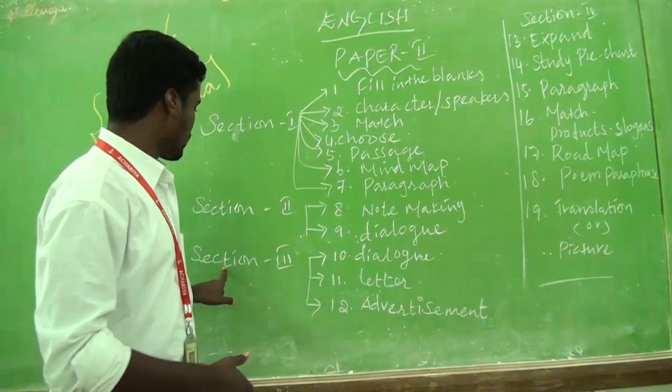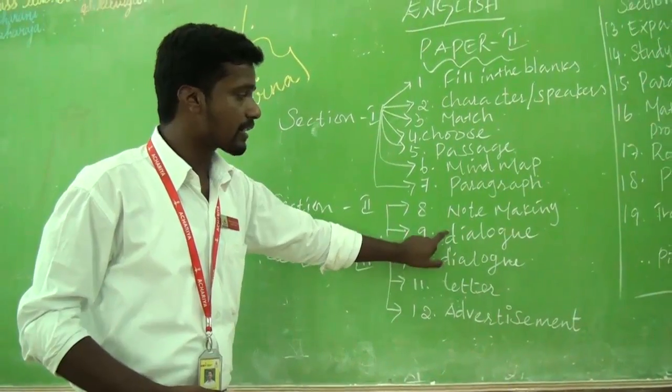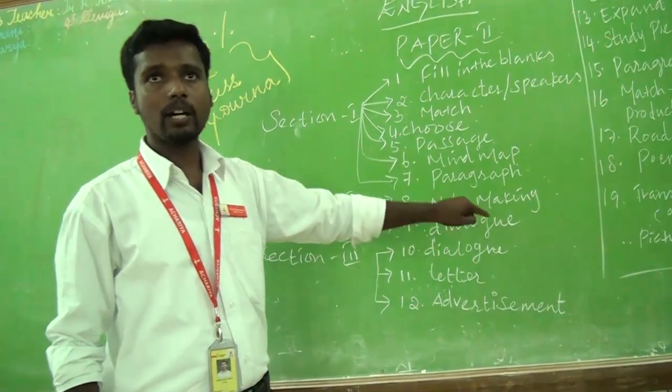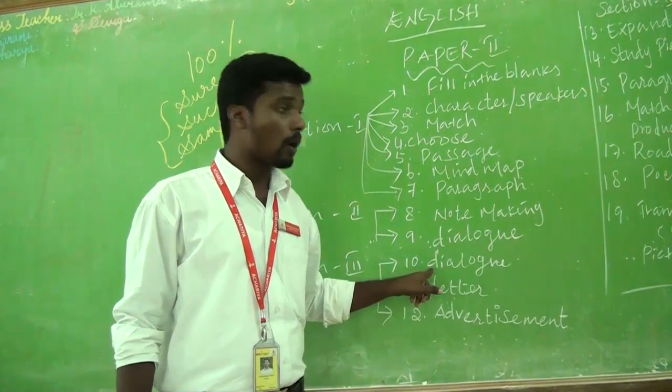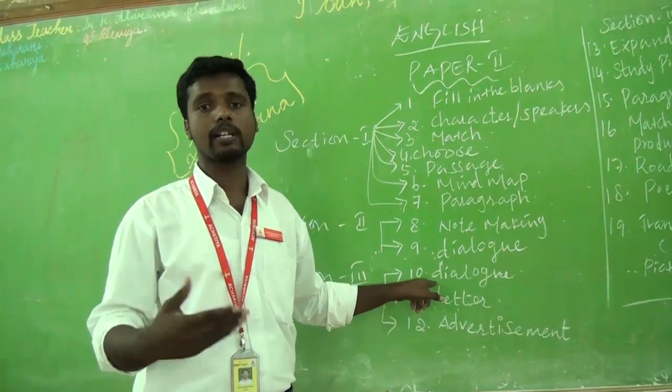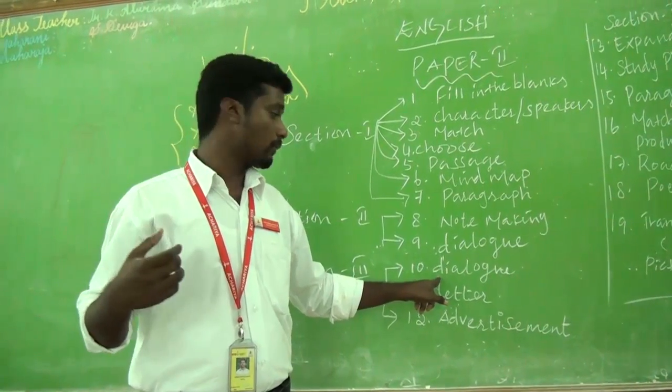Next, section 3, question number 10. What is the difference between this and dialogue writing? It is already given in the question paper. You have to write your own question, in your own words. Because the question will be given, you have to pick that out and then write in your own words.